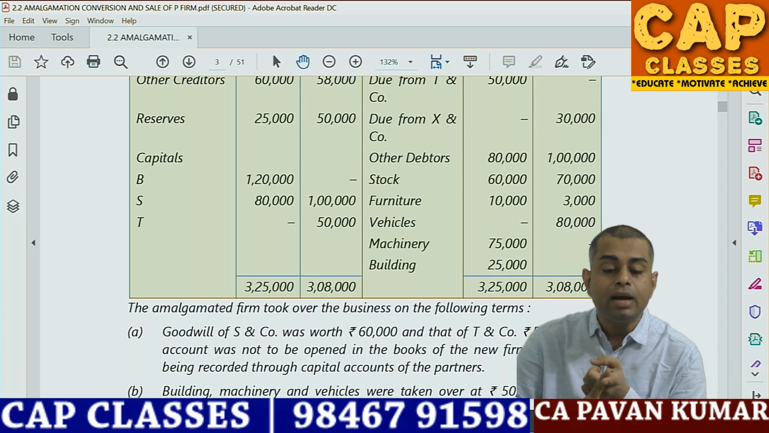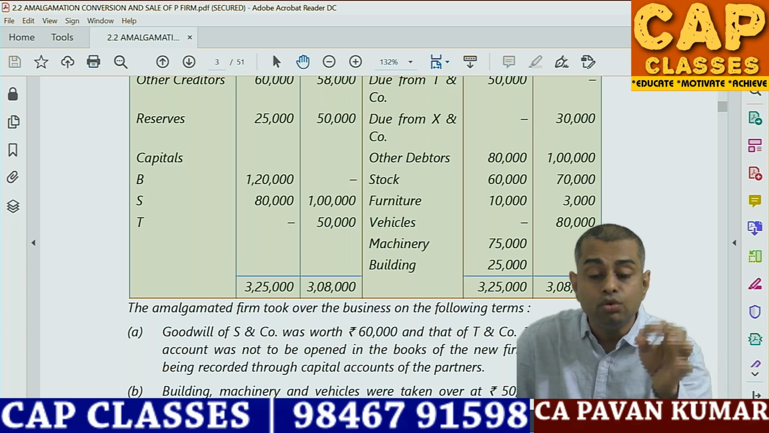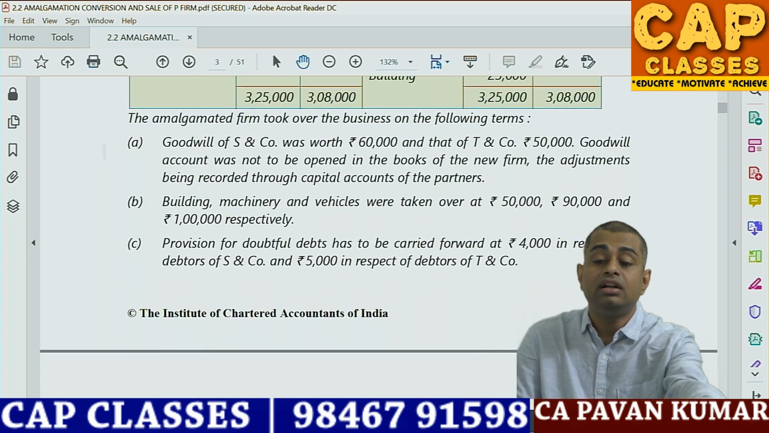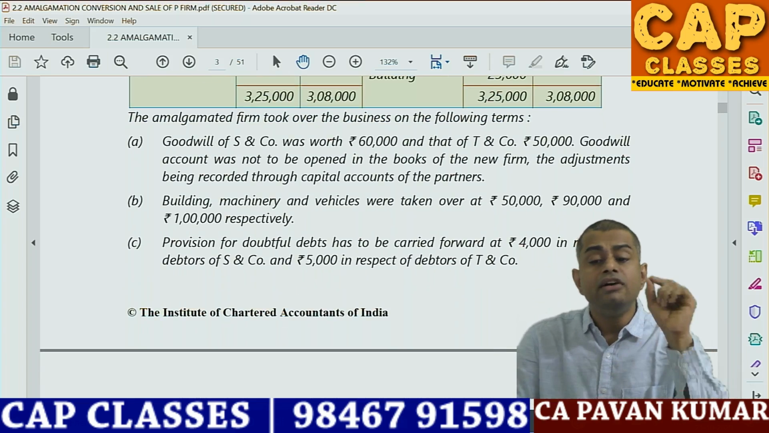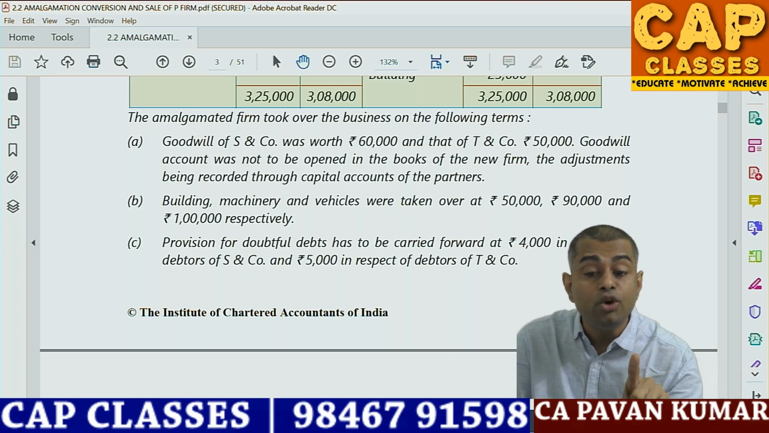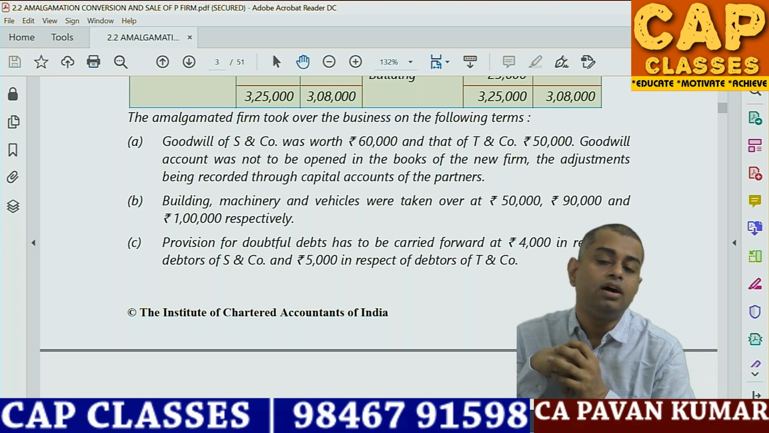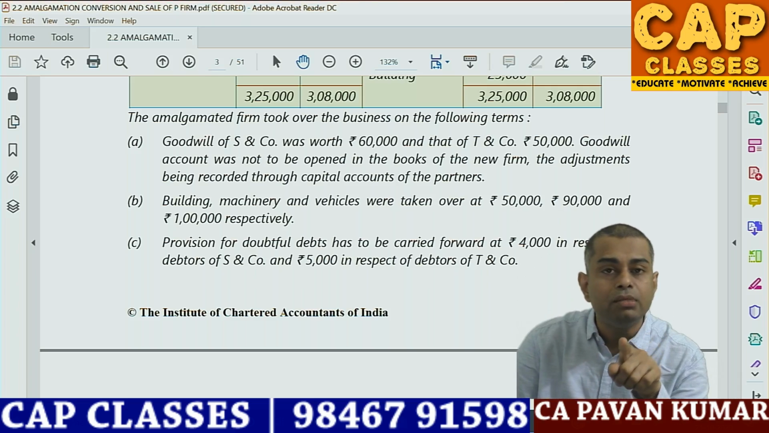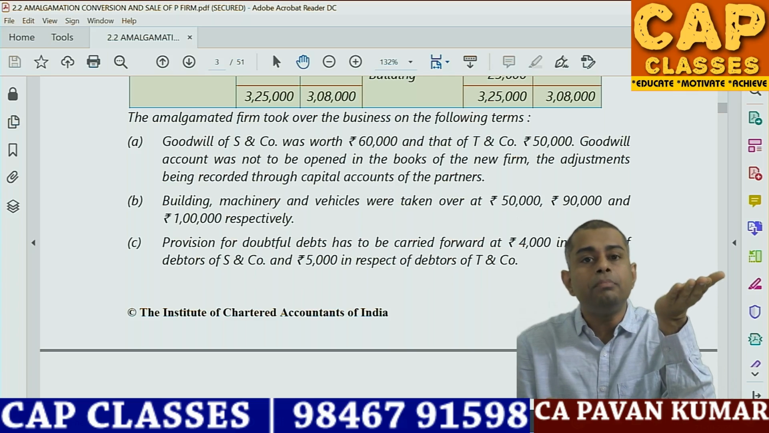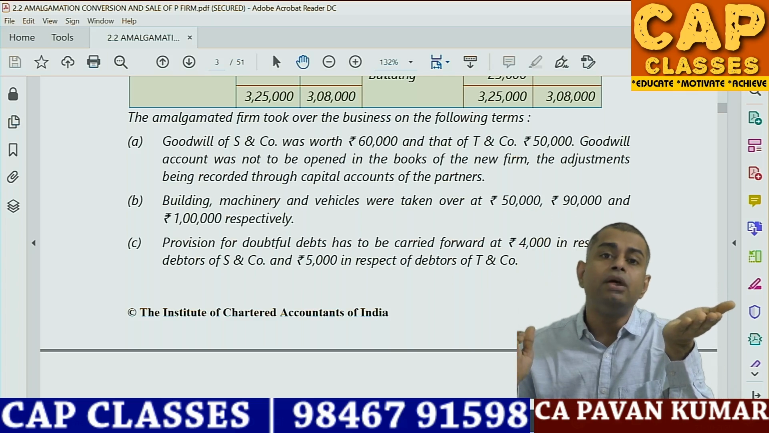Goodwill of S&T company was worth 60,000. So how much goodwill does S&T company have? 60,000. And goodwill of T&D company is 50,000. Goodwill account was not to be opened in the books of the new firm. When it is not to be opened in the books of the new firm, what are we supposed to do? Raise the goodwill in the old firm, write off in the new firm ratio.